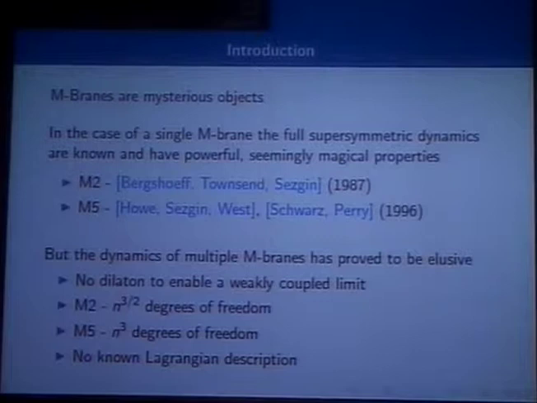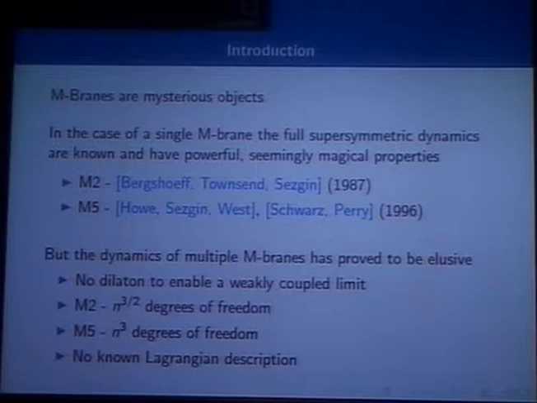Now, the dynamics of multiple M-branes has proven to be much, much more elusive. And there's certainly a bunch of sentences that are used, and are no doubt true. So the first one, of course, is that there's no dilaton to enable a weakly coupled limit. The other ones that come up are these curious facts that the number of degrees of freedom is supposed to scale like N to 3/2 for an M2 brane, or N cubed for an M5 brane. And the last one is no known Lagrangian description. But of course, that's the one that I'm going to challenge in this talk.